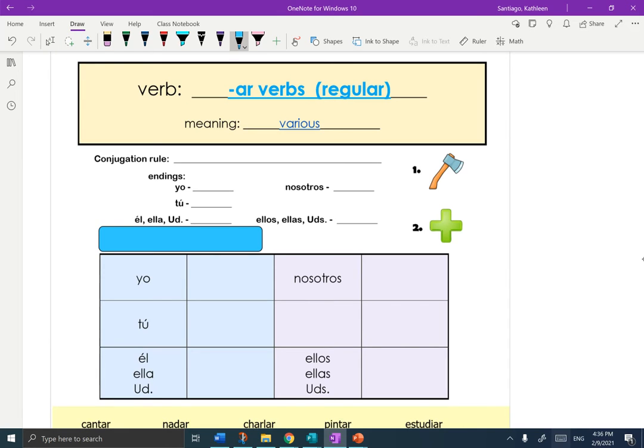So the conjugation rule, this is a regular AR verb pattern. Okay, so we are going to do the two-step process, which is right here. Chop and add. What are we chopping off? We're chopping off the AR ending to leave the stem. What are we adding back in? We're adding back in the AR endings to conjugate. What are the endings? Yo, o; tú, as; él, ella, usted, a; nosotros, amos; and ellos, an.